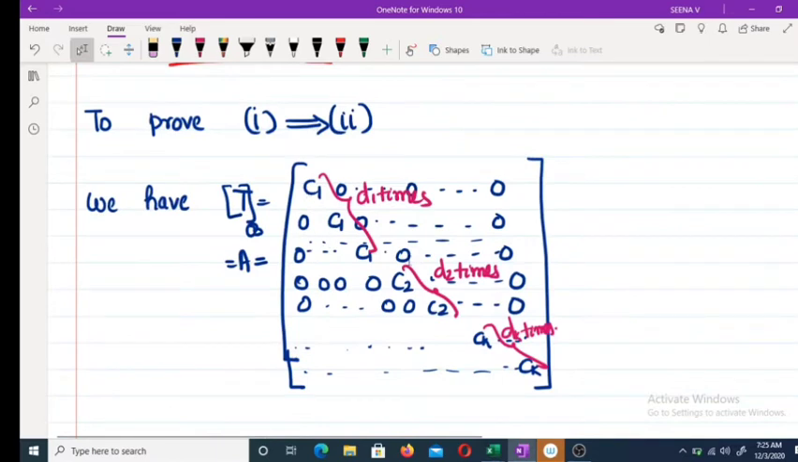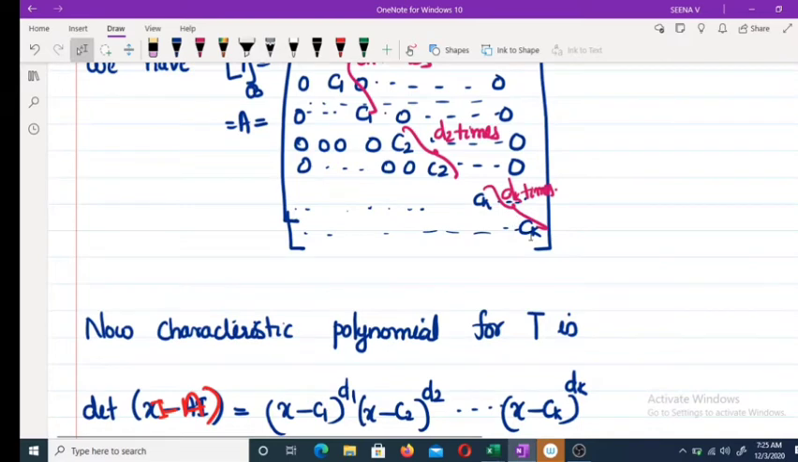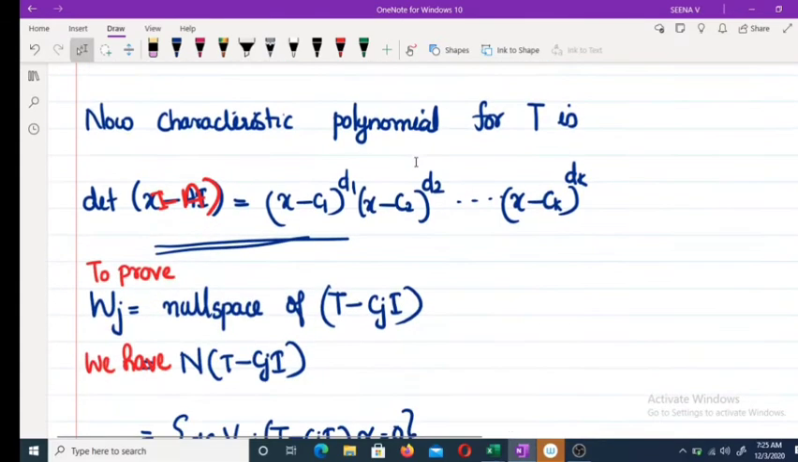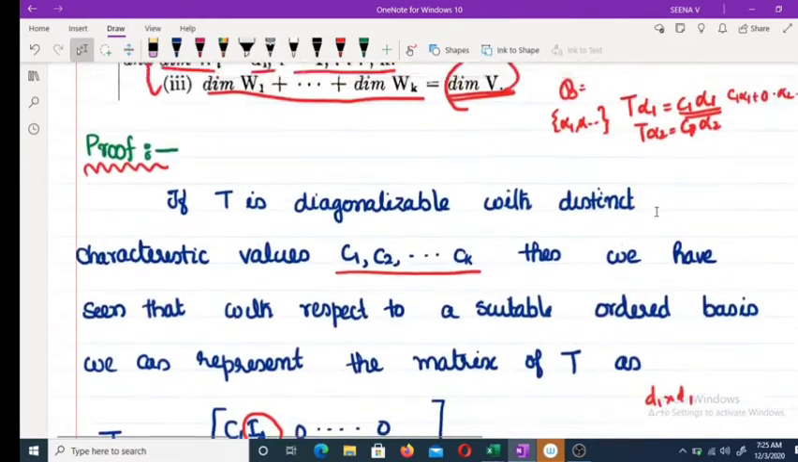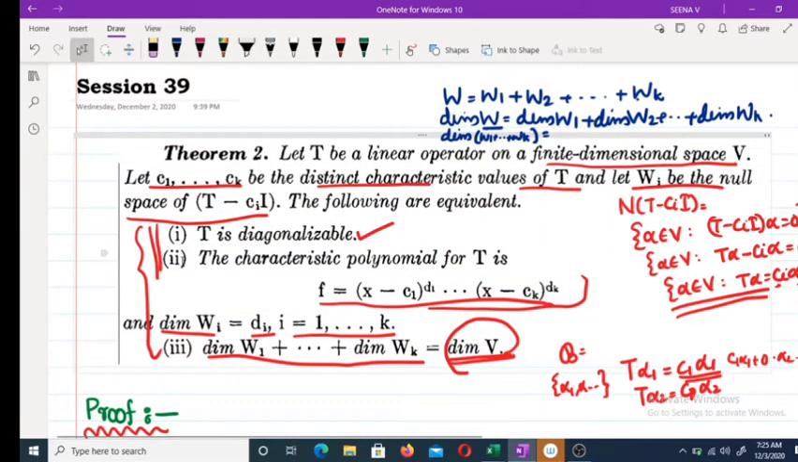xI minus A means x minus c1, x minus c1, repeated d1 times, x minus c2, x minus c2, etc., repeated d2 times, etc., x minus ck, x minus ck, etc., repeated dk times. Okay. So this is a diagonal matrix. Therefore, the corresponding determinant is the product of the diagonal elements. And that's it. This is the characteristic polynomial. Okay. So this is our first implication: 1 implies 2. T is diagonalizable implies the characteristic polynomial for T is of this form.